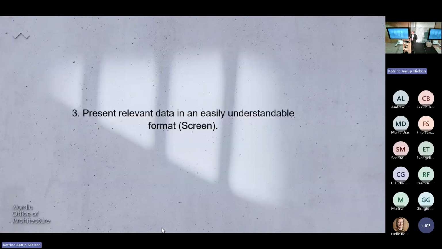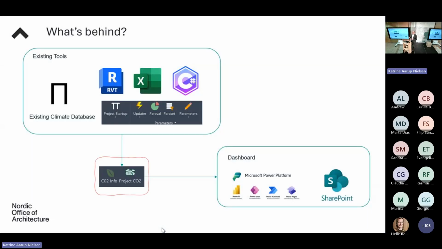And at least we need to present this in a very, very easy way. And what we do is taking that database together with Revit and C# coding, Excel, and you see this button over here, which is all the architect has to relate to.